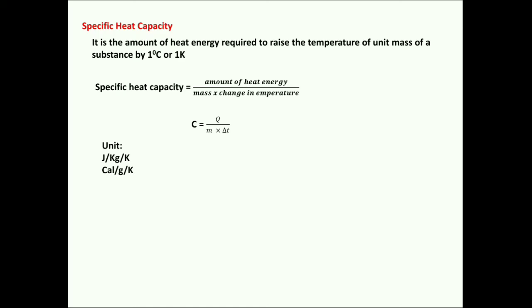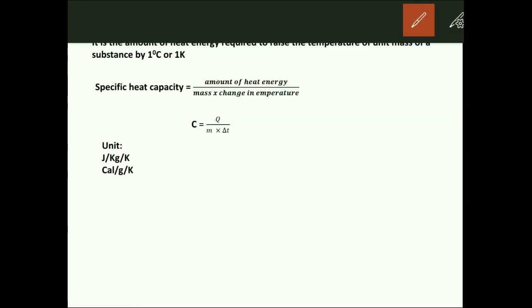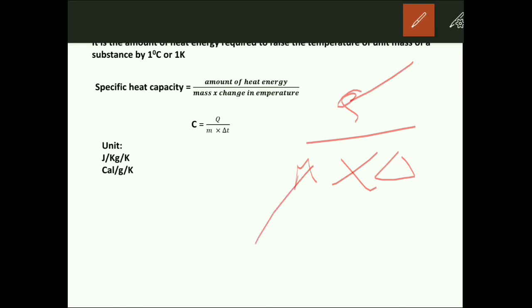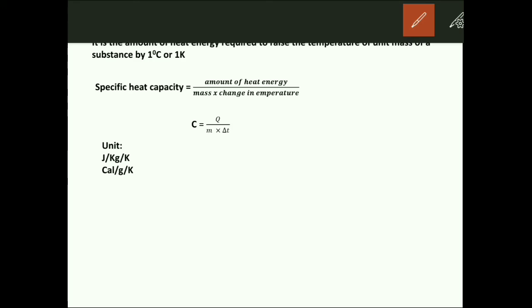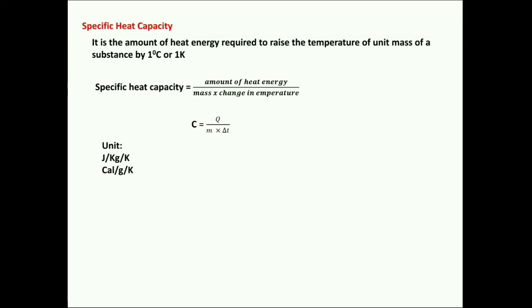Now the unit. Before explaining the unit, let me write Q by M into change in temperature. This is joule per kg per degree Celsius, joule per gram per degree Celsius, calorie per gram per degree Celsius, calorie per kg per Kelvin. You can write any unit. I have given a few samples, so you can make your own units from here: joule per kg per Kelvin, calorie per gram per Kelvin, erg per gram per degree Celsius, erg per gram per Kelvin. You just have to look at the expression and the unit will follow.